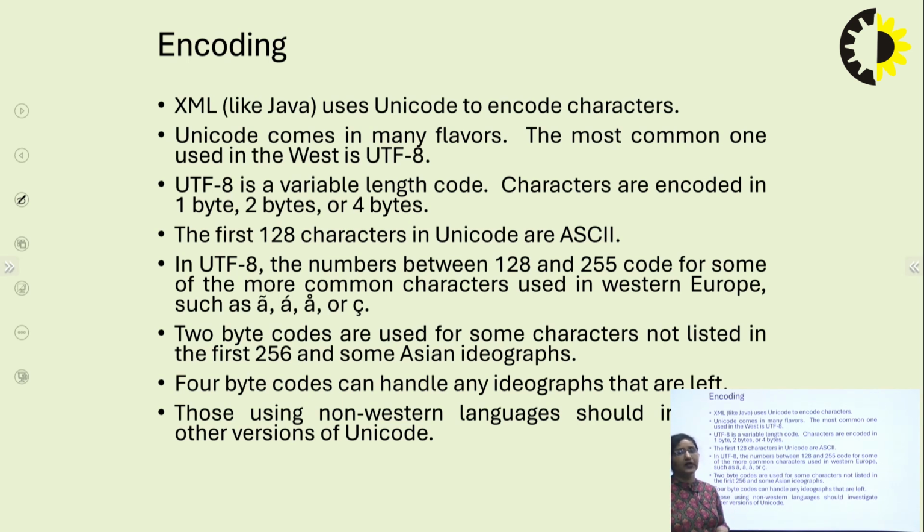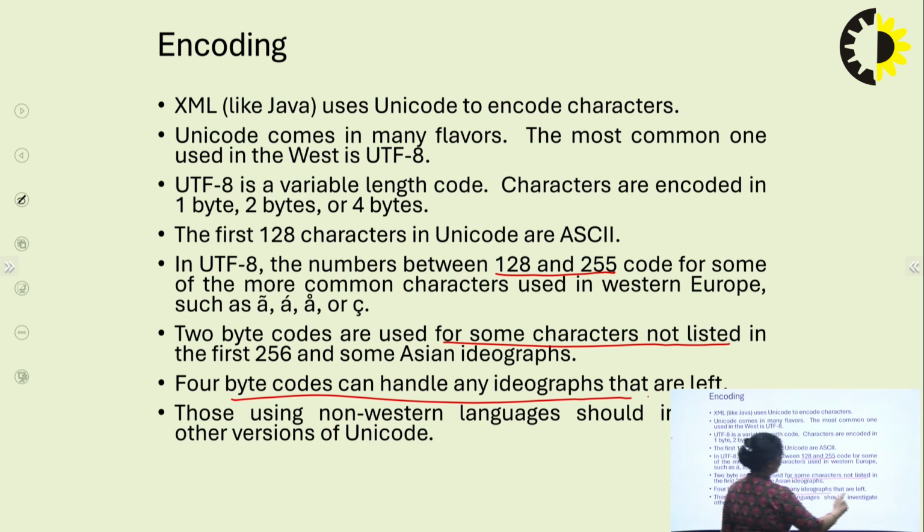Encoding is also there. Unicode is used to encode the characters, and it comes in many flavors, like UTF-8. What is UTF-8? It is a variable length code, and the characters are encoded into 1 byte, 2 bytes or 4 bytes. The first 128 characters are in ASCII, and codes between 128 and 255 are also there. 2 bytes are used for some characters which are not listed there. 4 bytes can handle the ideographics which are left. For non-Western languages, we can also have other versions of Unicode.